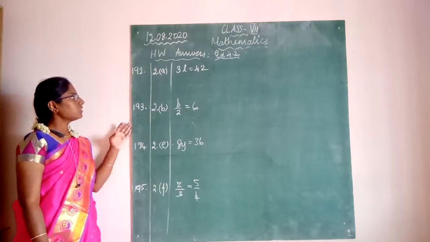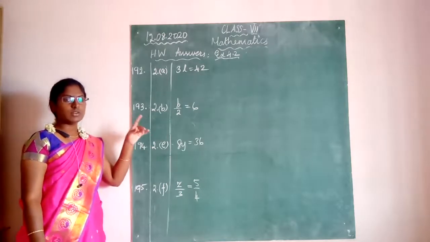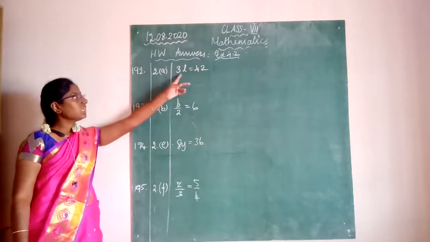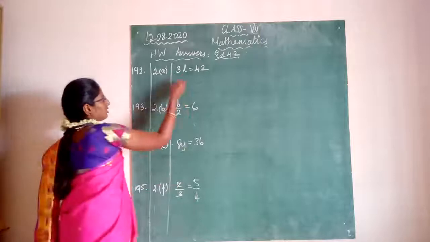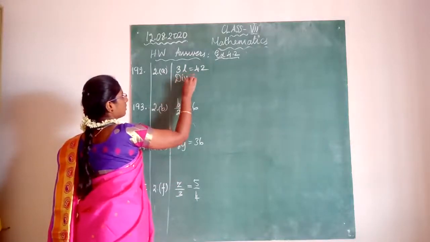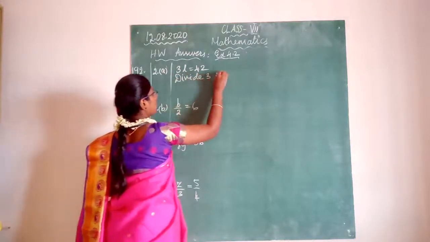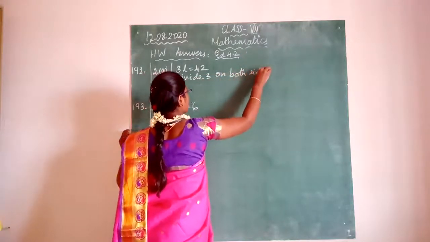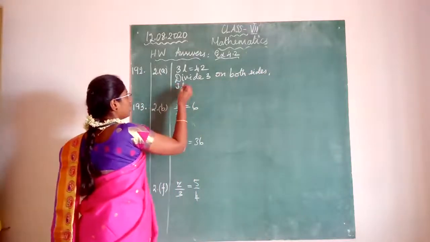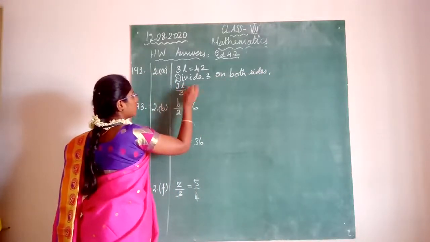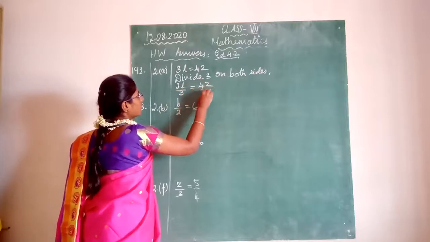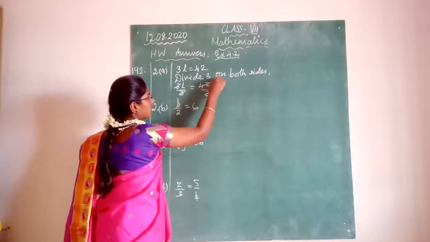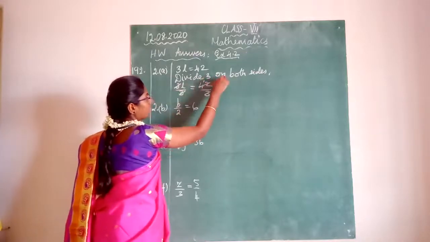Next question, second question. Here 3L is equal to 42 is given. So we have to divide by 3 because in this question 3 and L are multiplied. Okay. So write divide 3 on both sides. We'll have 3L by 3 equal to 42 by 3. 3 will get cancelled. 3 and 42 will get cancelled. 3 ones are 3. 3 ones are 3. 1 is left out, no? 12. 3 fours are 12.